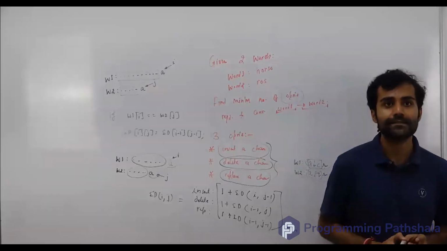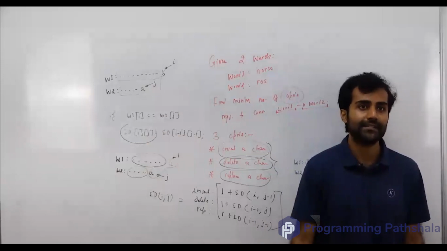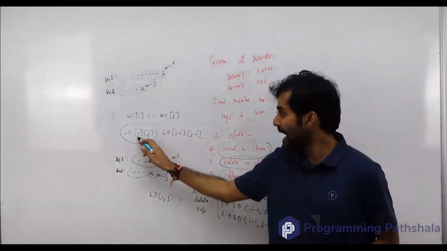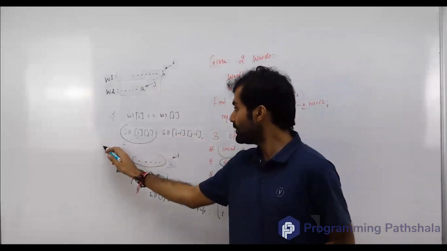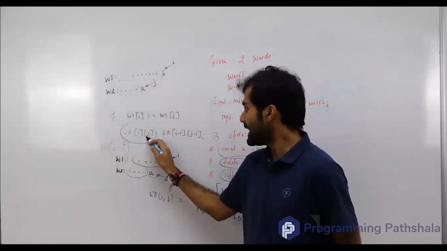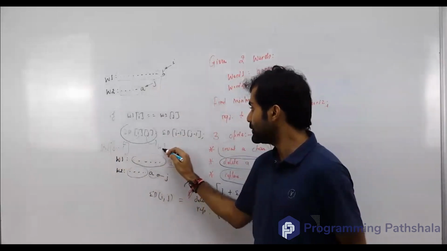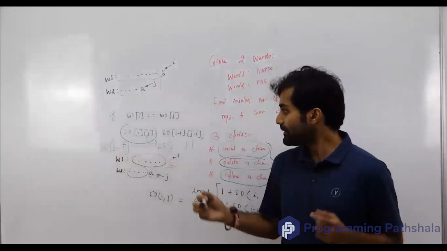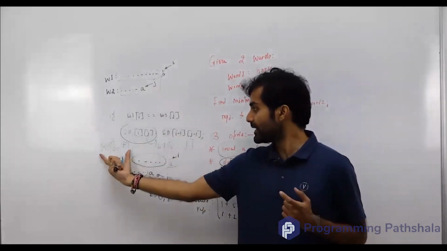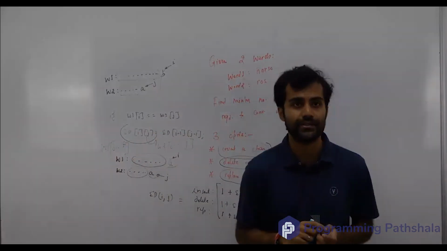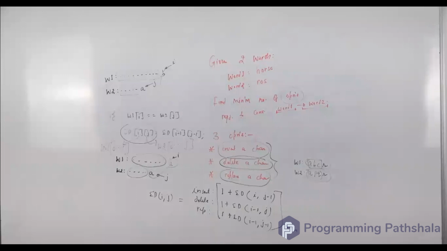Nothing else matters. There should be some meaning of ED(I,J). What is the meaning of ED(I,J)? I denotes the part of first word from 0 to I, and J denotes the part of word 2 from 0 to J. Whatever is the edit distance of this prefix of word 1 and that prefix of word 2, that is ED(I,J). If you understand it, now we are almost ready to write the recursive code.